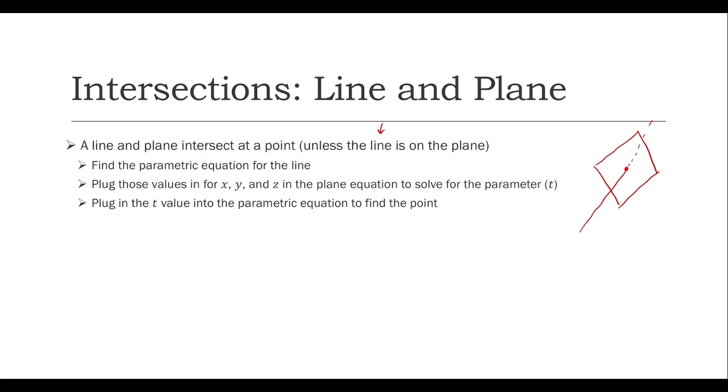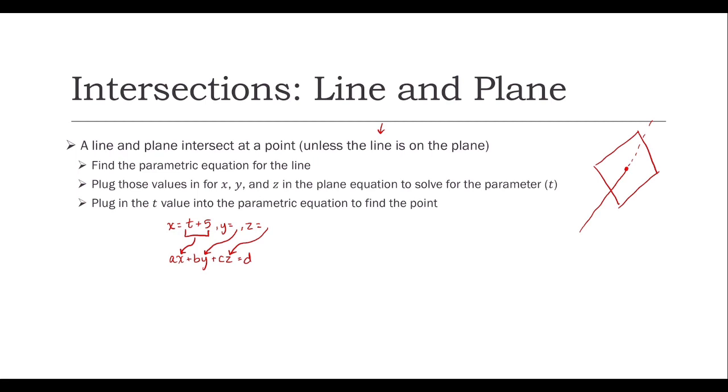So to find this intersection point, you would find the parametric equation for the line. So your x equals something t plus 5 or whatever, and then your y equals and z equals. And then you'll plug these values into your plane equation. Your plane equation would be ax plus by plus cz equals d. So you would plug this in for x, your y value in for y, and then your z value in for z.